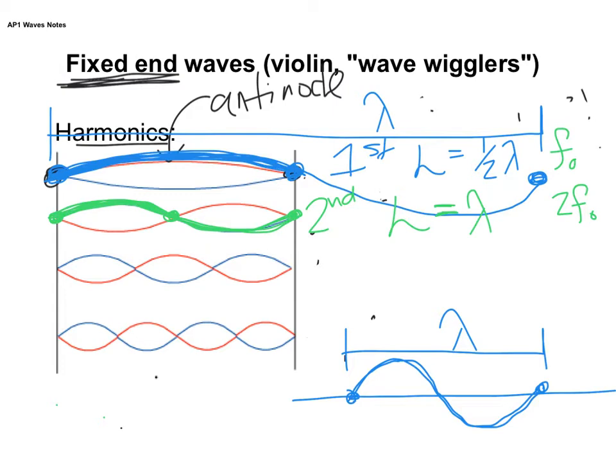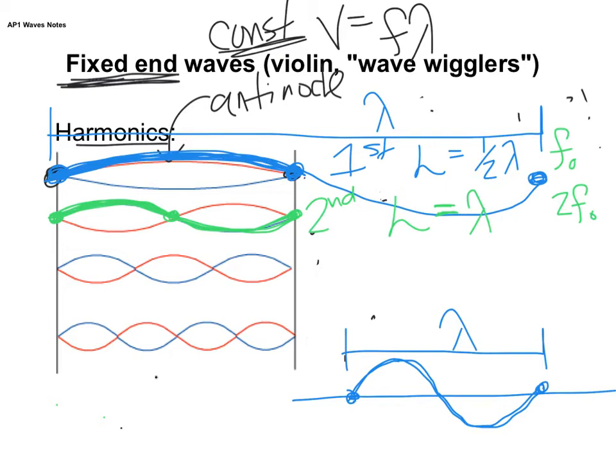Remember, one of our fundamental equations here when dealing with waves is wave speed is equal to frequency times wavelength. Our wave speed is constant in this medium. So if my wavelength is going to double, my frequency must be half.